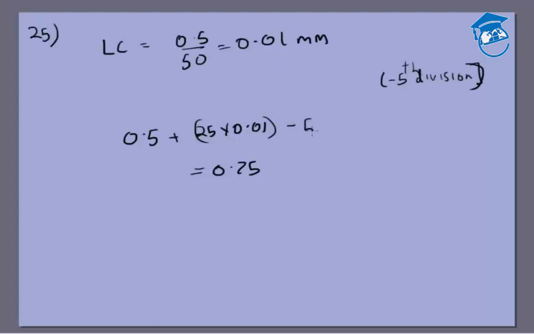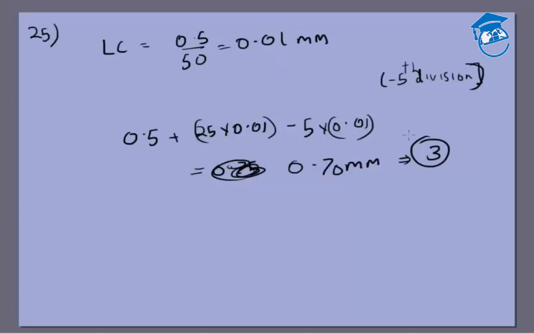So this minus 5 into 0.01, which is the zero error, gives me the answer as 0.70 millimeters, which means the answer is option 3, not option 1.